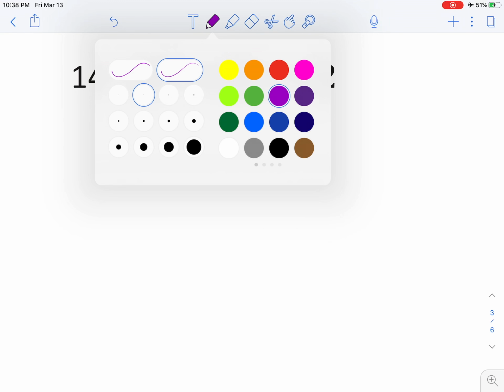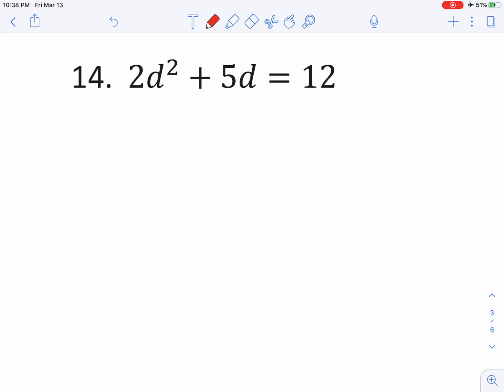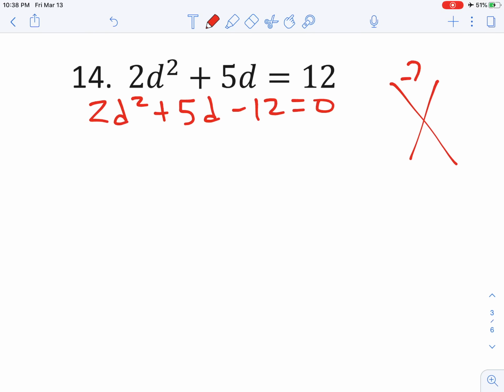And I'll go ahead and do this one. How about I change colors? So this would be 2d squared plus 5d minus 12. And as I look at that, see, I put the equal 0. I like it when there's an equal 0 so we don't forget that we have to solve. So on this, it would be negative 24, and it would be 5. So that would be 8 and negative 3.